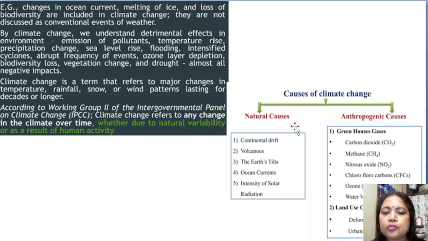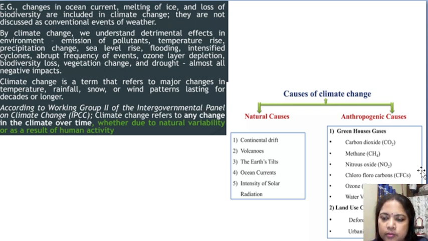So what are the natural causes? That is volcanoes, the earth tilt, then continental drift, ocean currents, intensity of solar radiation. And what are the causes made by human beings? One is carbon dioxide, meaning all greenhouse gases.